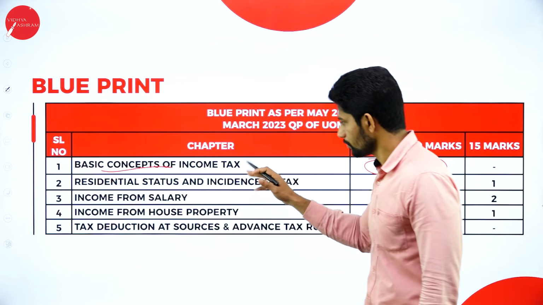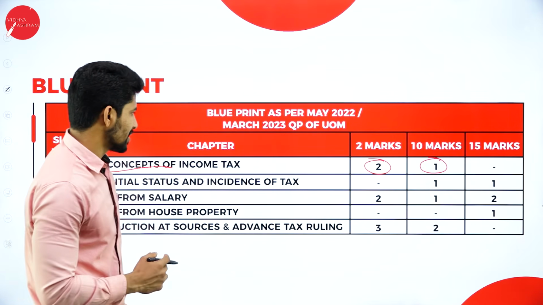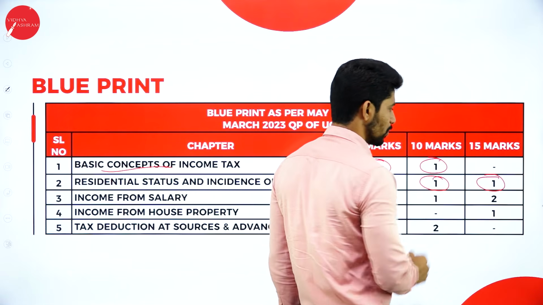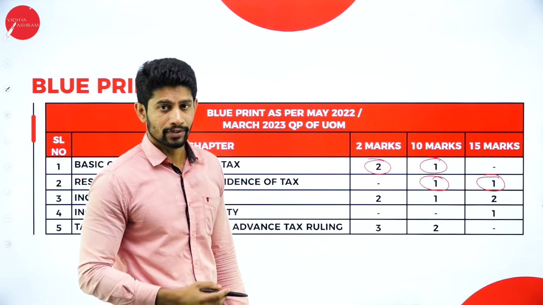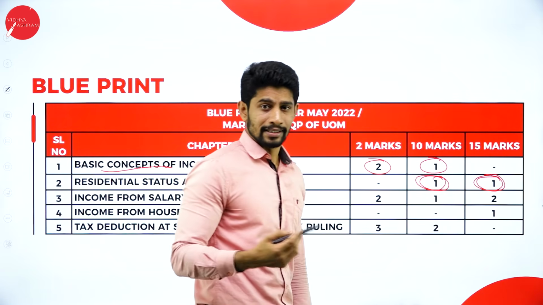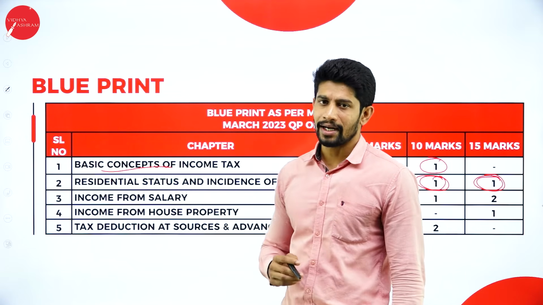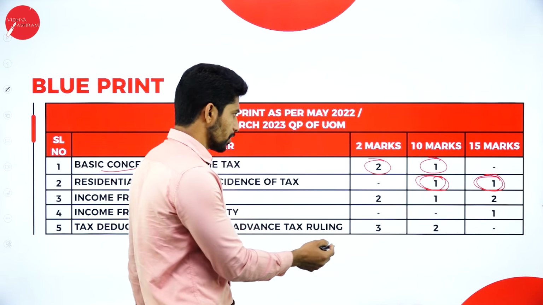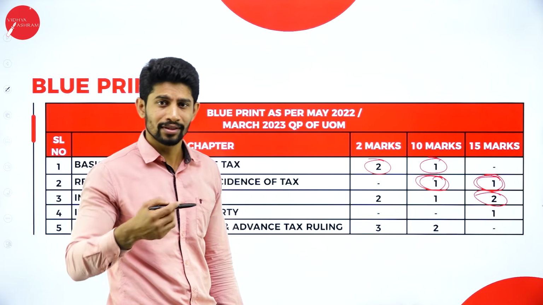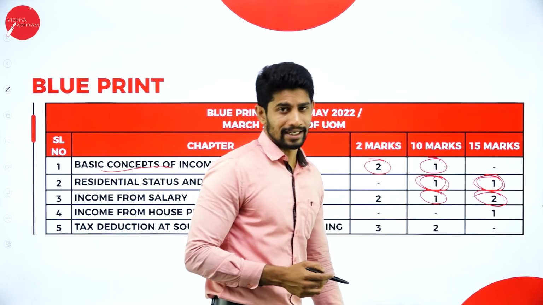And unit number 2, residential status and incidence of tax. They might ask 1 theory question for 10 marks and 1 theory question for 15 marks, or 1 problem for 10 marks and 1 problem for 15 marks. And unit number 3, income from salary. Compulsorily they'll ask a question for 15 marks, or 2 questions for 15 marks, 1 theory plus 1 problem, and 1 question for 10 marks.